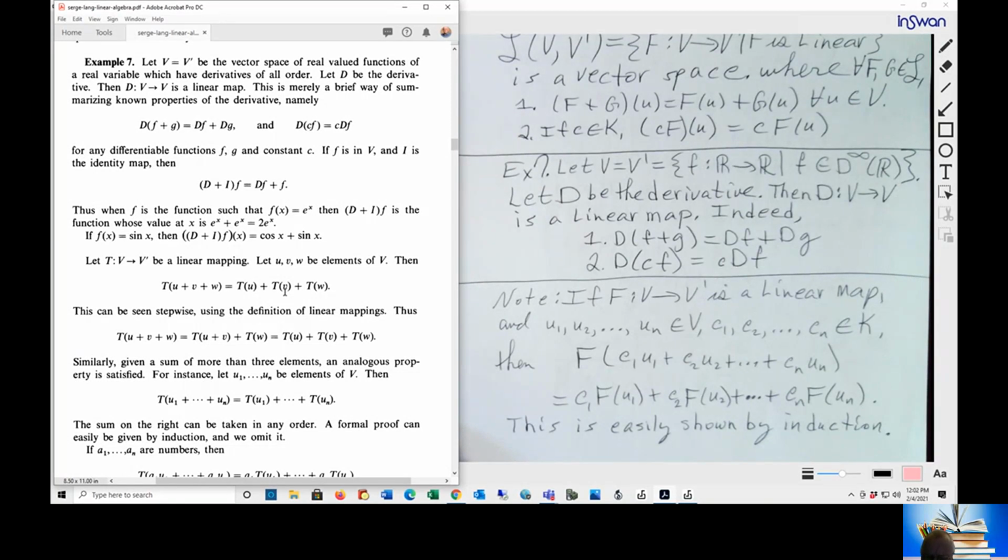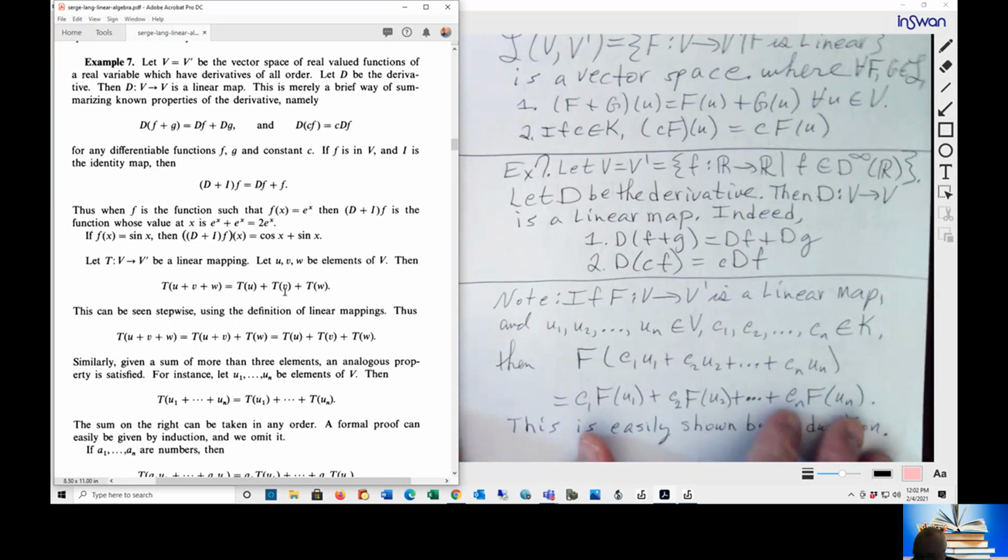then we can generalize the definition of a linear mapping to n vectors by saying that f of c1 u1 plus dot dot dot plus c sub n u sub n equals c1 f of u1 plus c2 f of u2 plus dot dot dot plus c sub n f of u sub n. And this is easily shown, easily proven by using induction. I would encourage you to do it for yourself. So prove this generalization for yourself using induction.